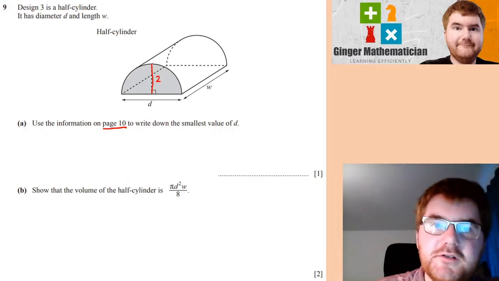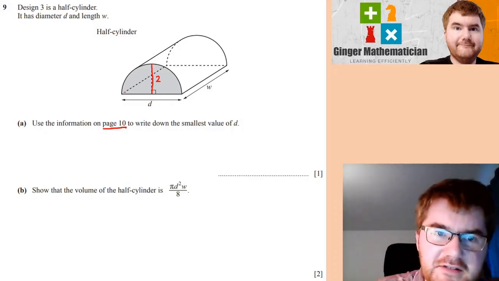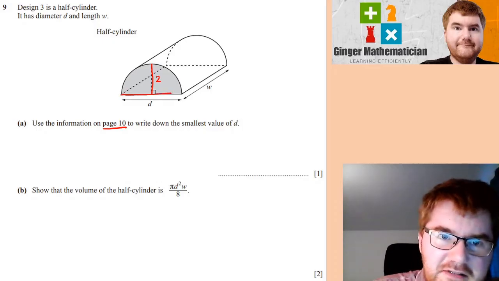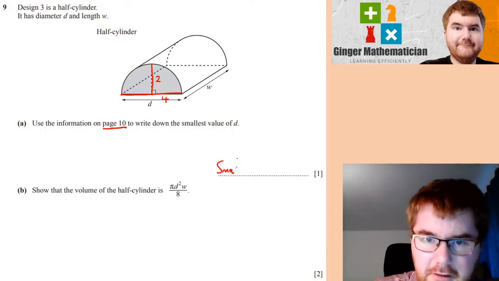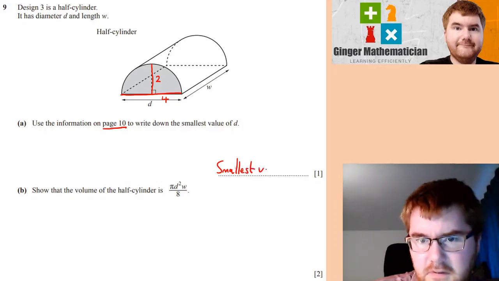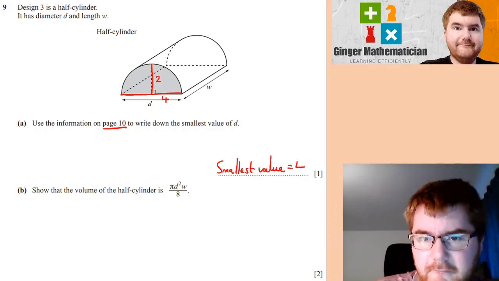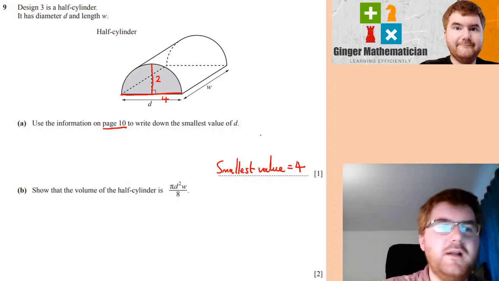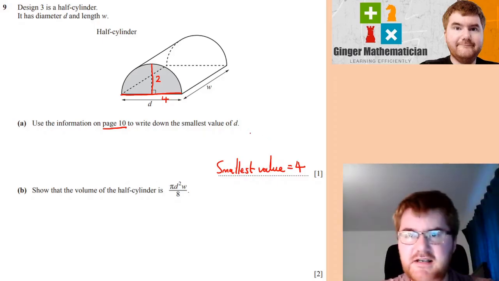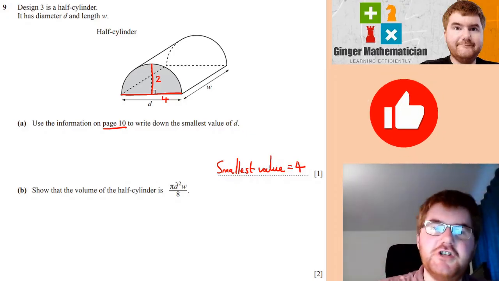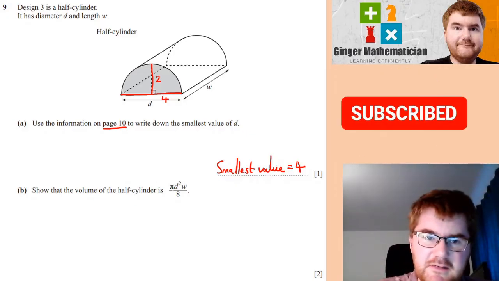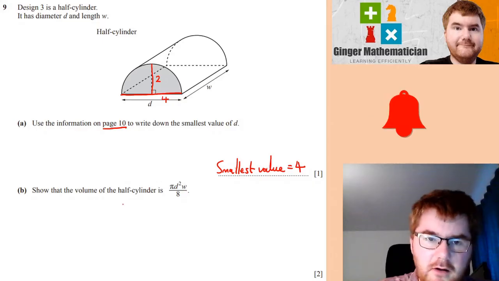So therefore, because the radius is half the diameter, we know then that the diameter has to be at least 4. So yeah, the smallest value of D must be equal to 4. So remember, when they say use the information here to do this, you really do need to go back and read that carefully. And now we need to show that the volume of this half cylinder is equal to pi d squared W over 8.